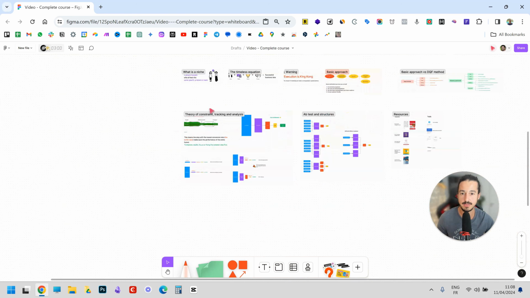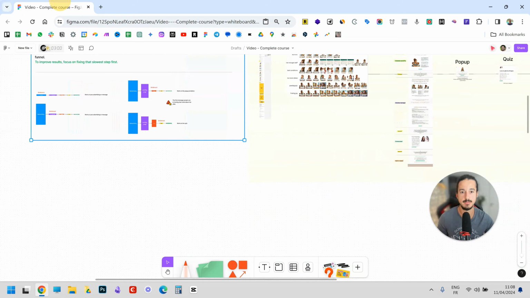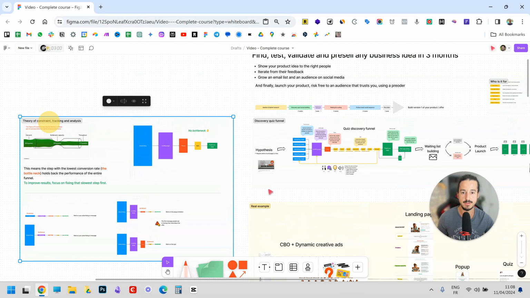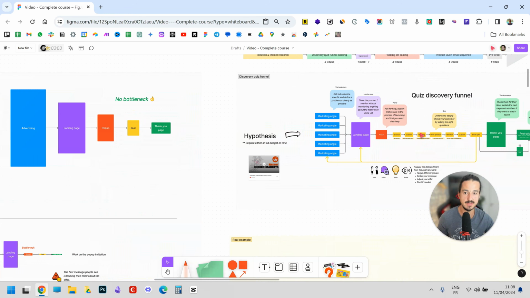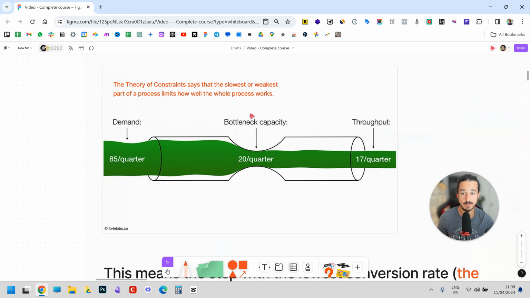Okay, let's go to the theory of constraint, and let's get this a little bit higher so we have it here next to our funnel. You can see here, those are the same steps that you can see here. What is the theory of constraint?